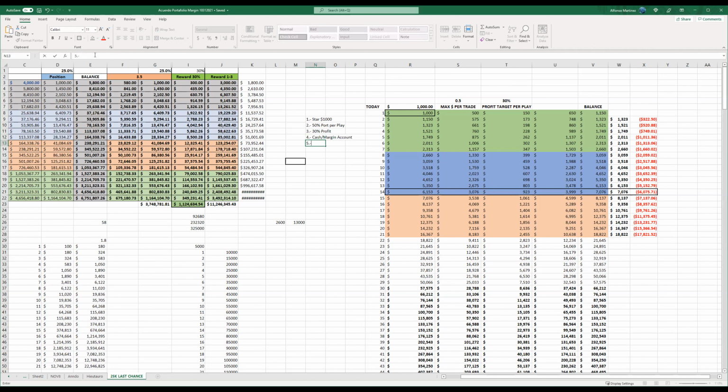Regarding instruments, you can use SPY, SPX options, or micro futures. Which one you want to focus on, I'm gonna continue.